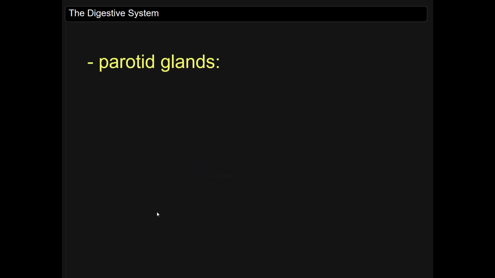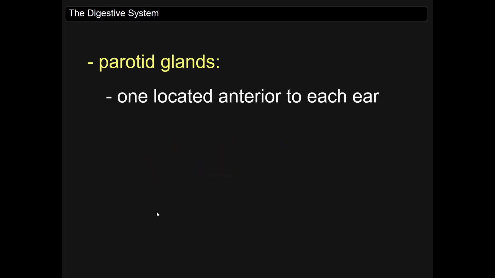So the first one, parotid gland, we have 1 in front of each ear. So it's sitting somewhat on top of your masseter muscle. And we'll be able to see this in the lab. We do have some dissections where we have the parotid glands dissected out. Again, we have 1 on each side of your face, and it has a duct that leads into the sides of your cheek, right next to your second upper molar. So that's your parotid glands.